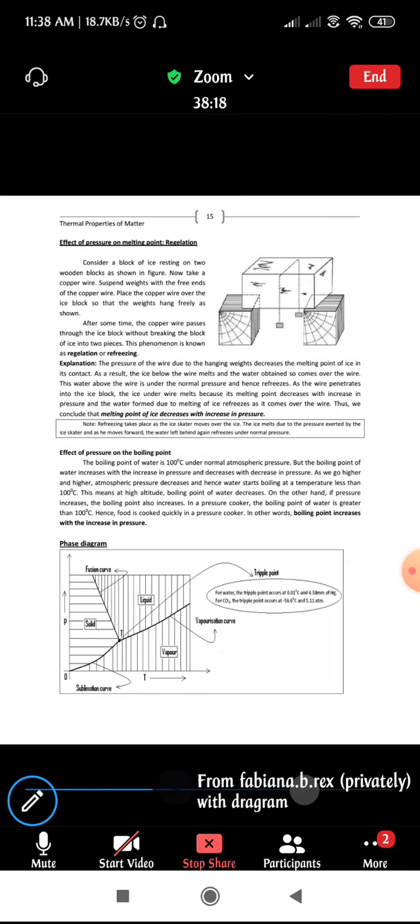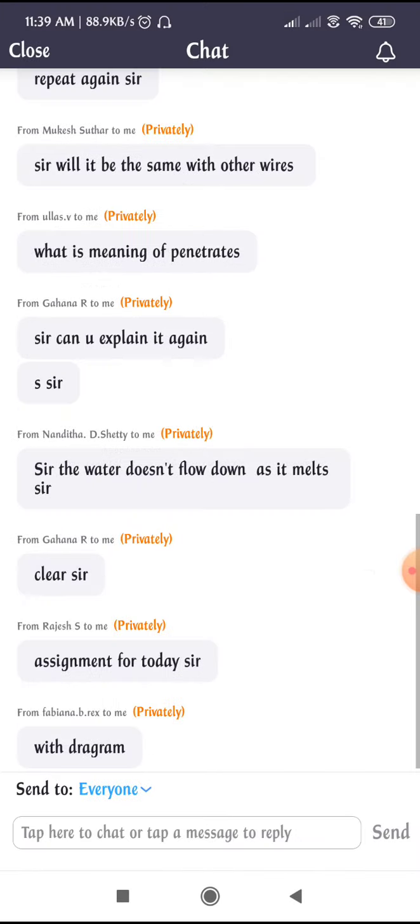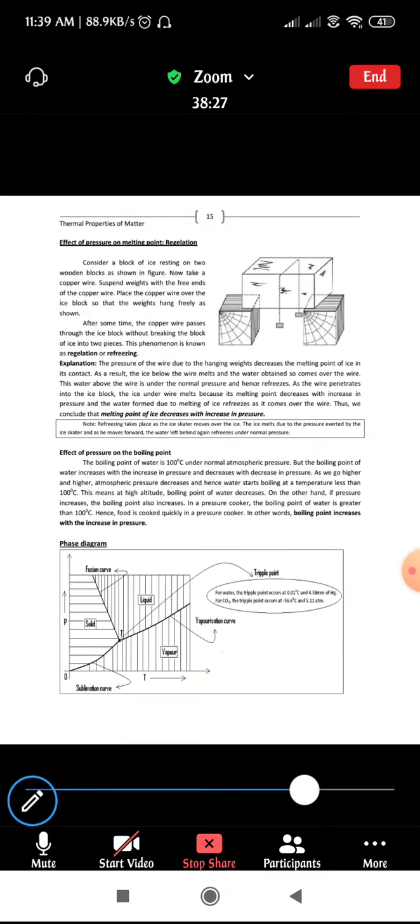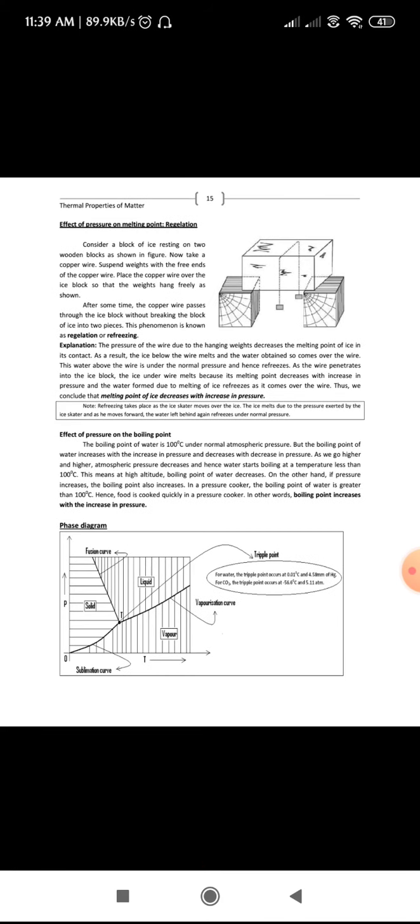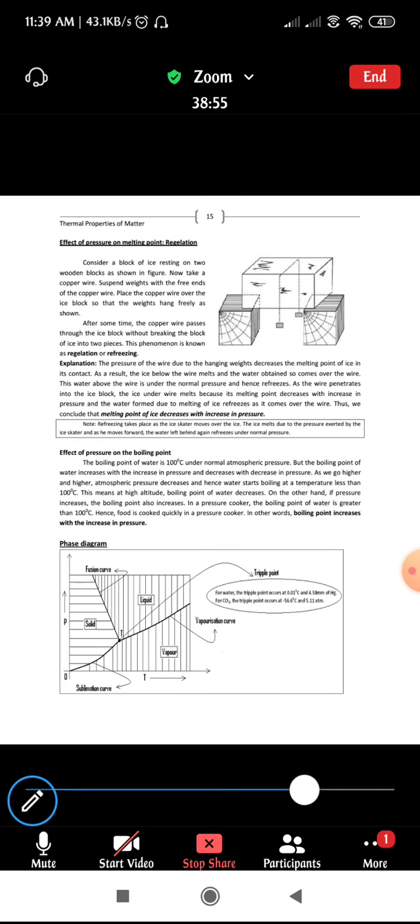After that, no need of writing the diagram. Just write the definition. After you write the regulation or refreezing definition, below that write down just that the melting point of ice decreases with increase in pressure. Just make a note of that line, because you need to know that melting point decreases as the pressure increases. So this is the assignment for today's class.